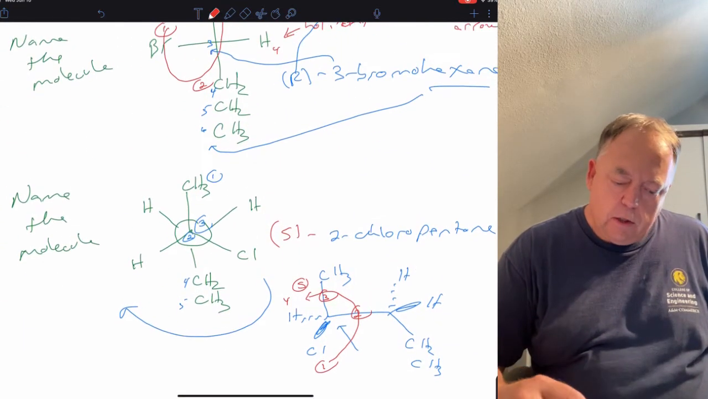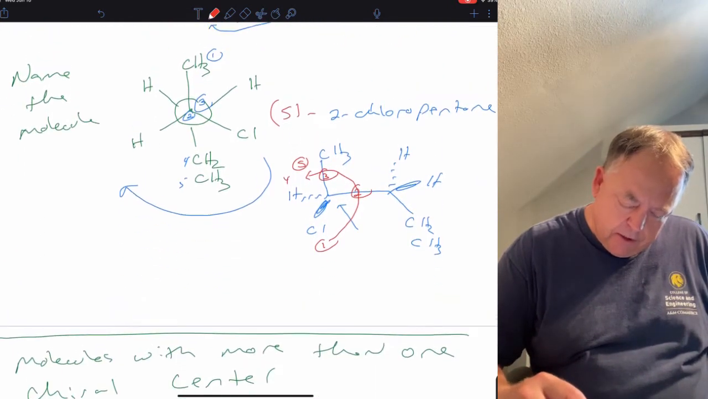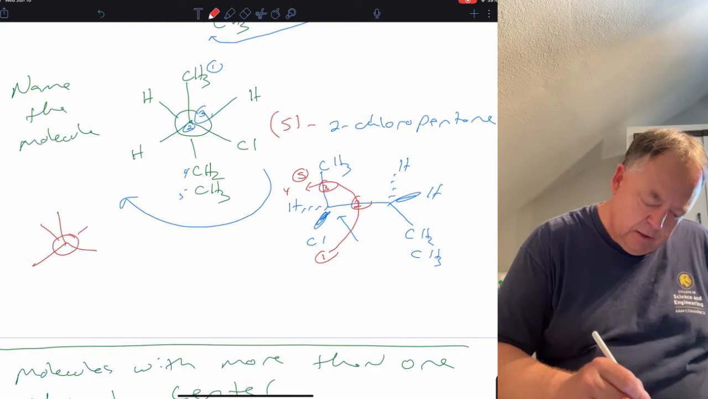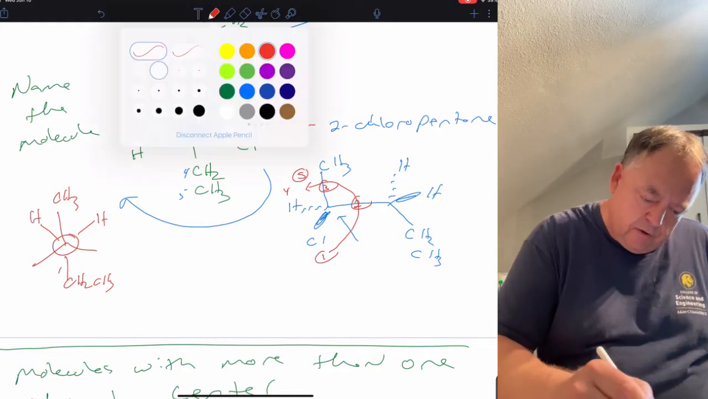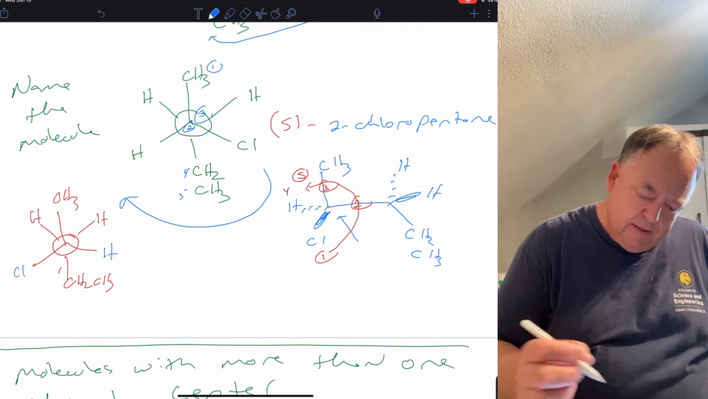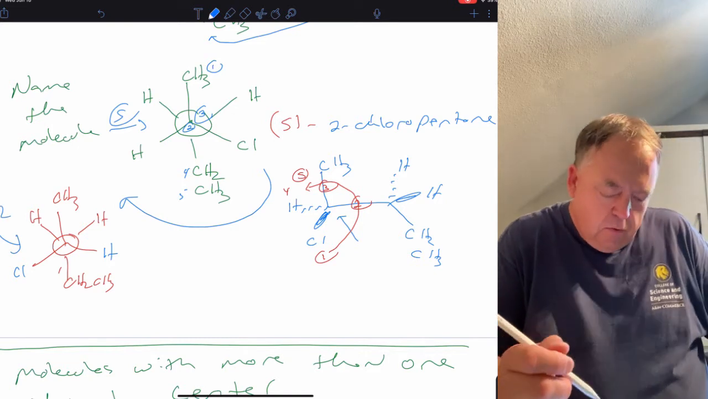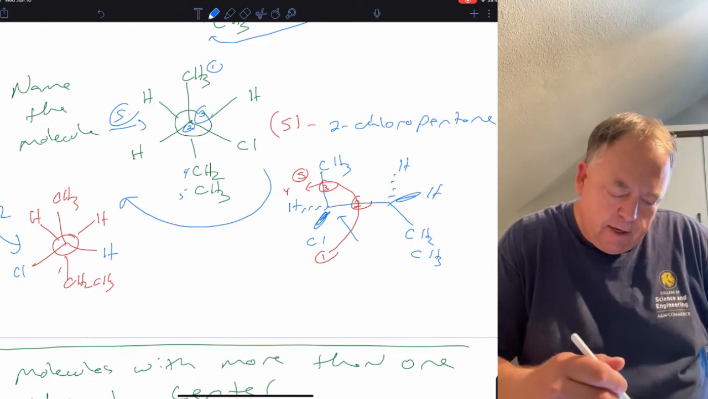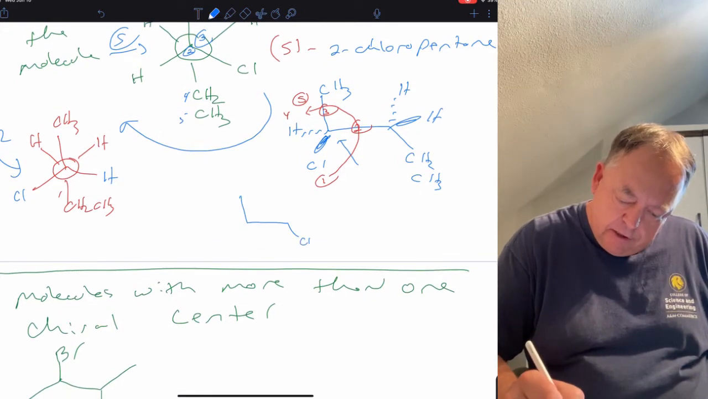Okay, so that's molecules with 1 chiral carbon. It gets more complex. What if you have 2 chiral carbons in the molecule? Well, let me go back to this right quick. If we wanted to draw the enantiomer of this molecule, the easiest thing to do is flip 2 groups. If we flip the chlorine and the hydrogen, so if this is S, then this is going to be R. And it didn't matter which 2 groups on that chiral carbon we flipped. We could have flipped the hydrogen and the methyl, or the chlorine and the methyl, or the hydrogen and the chlorine.